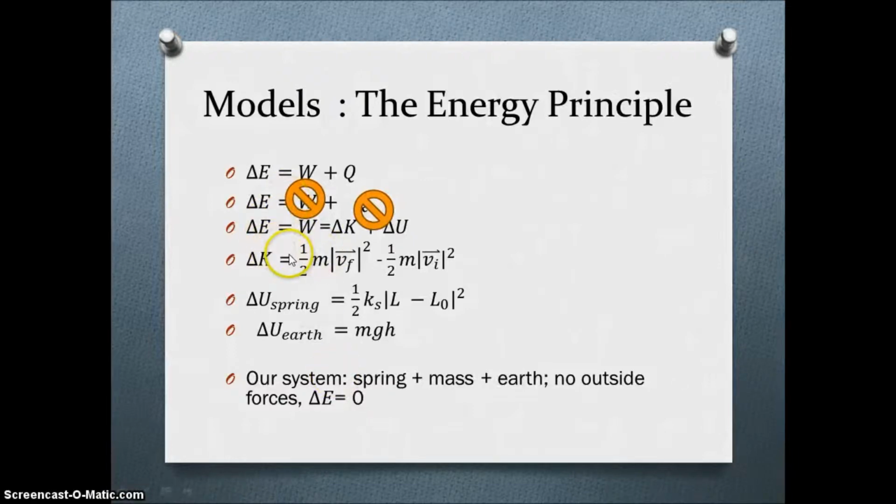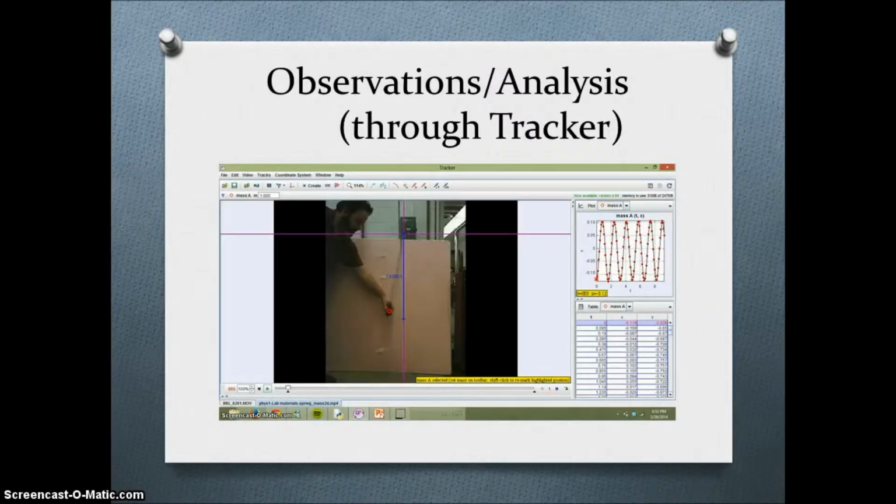So our delta E is composed of kinetic energy and potential energy. Our change in kinetic energy is here, our change in potential energy of the spring is here, and the change in potential energy of the Earth is here. And these will be discussed in more detail later.